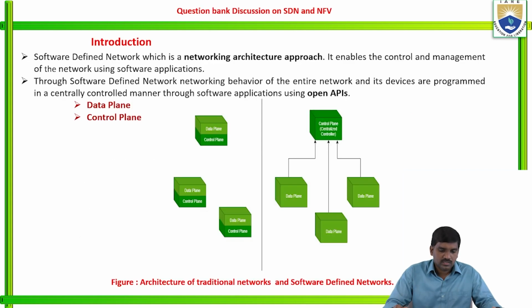Let's start with the meaning of software defined networking. What are the main terms involved in defining software defined networking clearly? Software defined networking is a network architecture approach. It enables us to control and manage the network using software applications. With the help of software applications, we can control the network and manage everything available in it. The behavior of the entire network and its devices is programmed in a centrally controlled manner through software applications using open application programming interfaces.